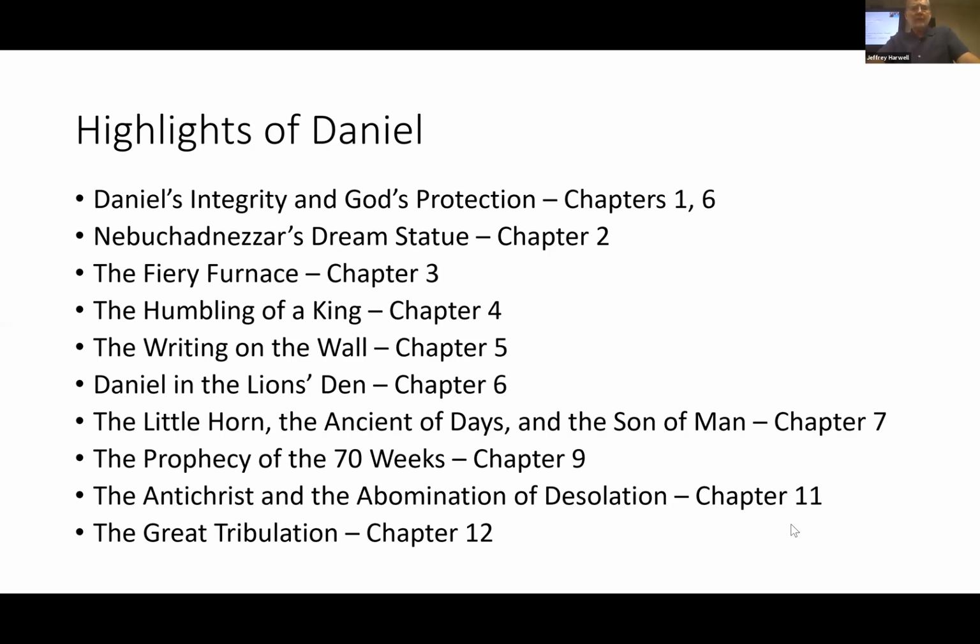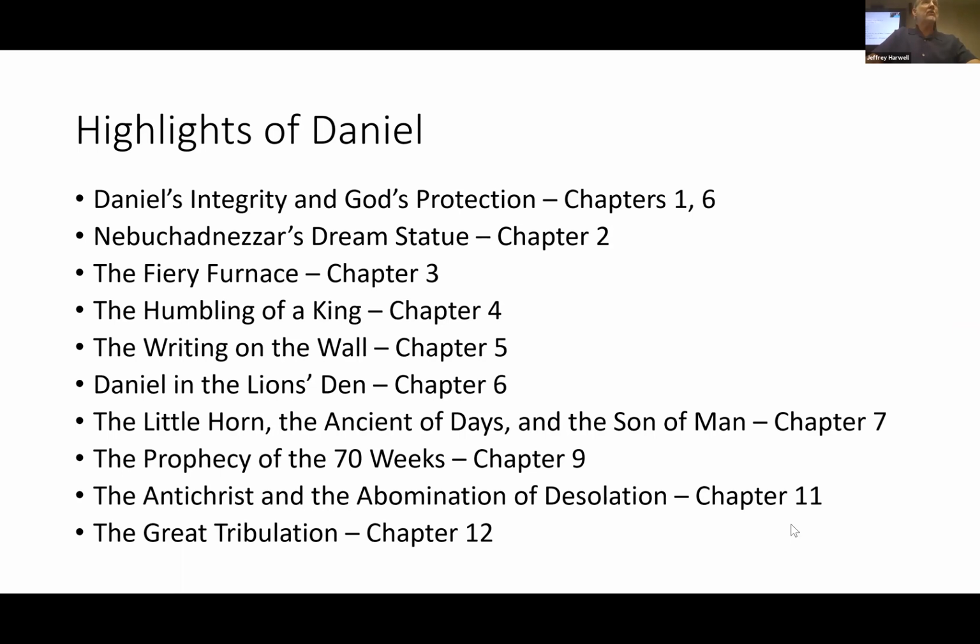Then in chapter 9, we're going to see the prophecy of the 70 weeks. This gives us the timeline for the rebuilding of Jerusalem, for the coming of the Messiah, for the fall of the Messiah, and for the return of the Messiah and the restoration of the nation of Israel. And we'll see that in chapter 9. We're going to get more details about the Antichrist and the abomination which makes desolate.